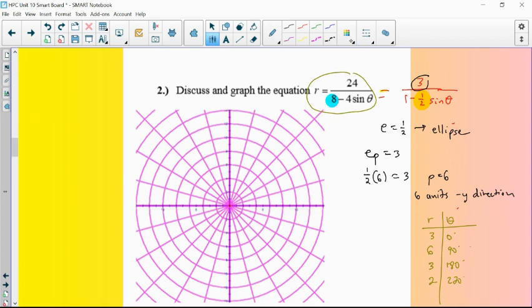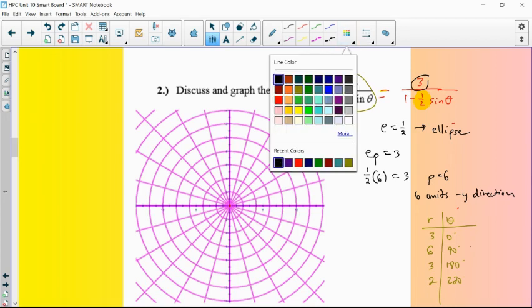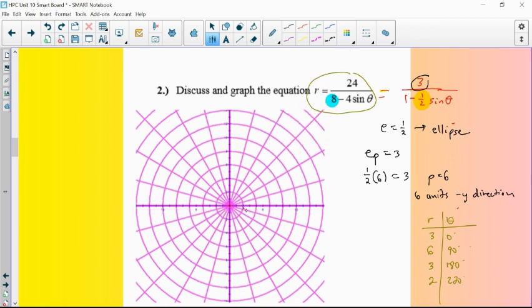So let's plot these points on our graph here. So 3, 0: 1, 2, 3 is here. So there's 3, 0 degrees. 6, 90: 1, 2, 3, 4, 5, 6. Let me try this one more time. There we go, 6, 90. And then we go to 3, 180: 1, 2, 3. And then at 270, we're only 2: 1, 2.